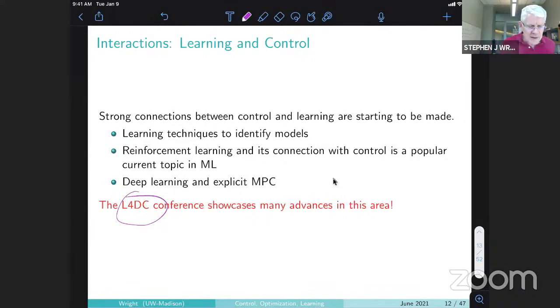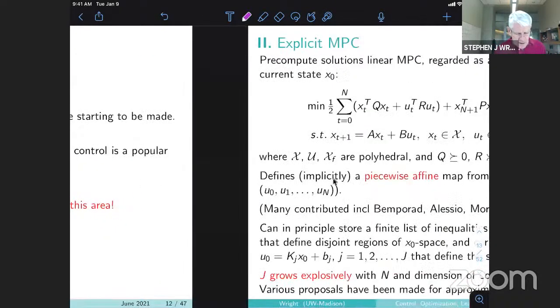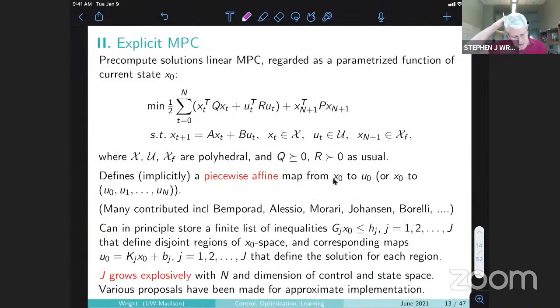There are very strong connections here as well. You need data science learning techniques to identify models so that you can do control with those models. There's a tremendous outburst of interest in reinforcement learning. It's proved to be very successful in certain topics like playing AlphaGo and chess and so on. And its connection with control is a very, very hot topic in machine learning. And then there's the connection between deep learning and explicit MPC. So let me talk a little bit more about that last topic.